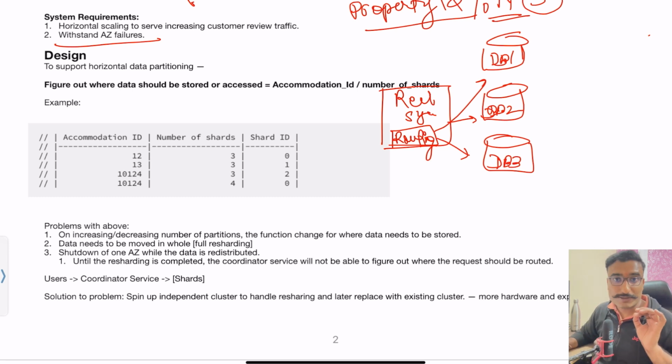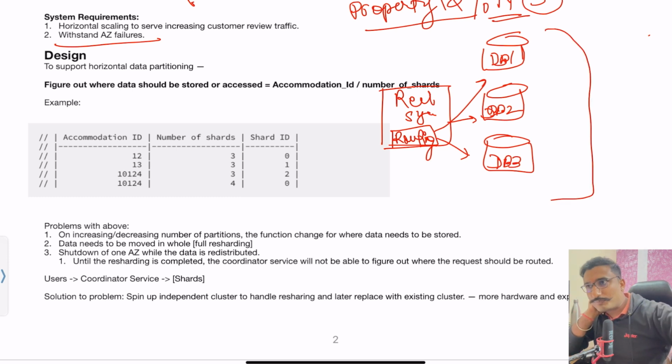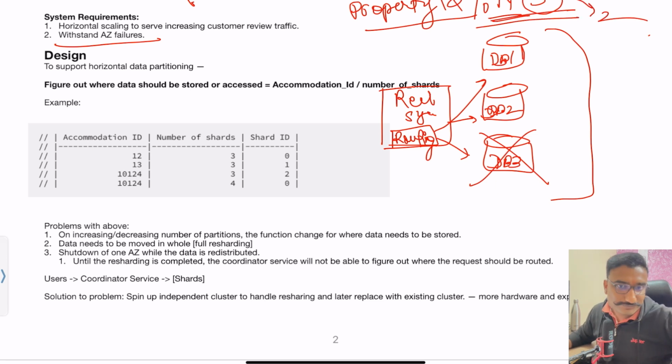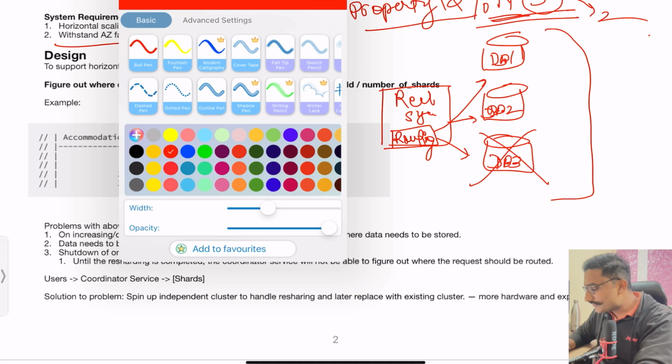Great. Now the problem arises. So this is the simple hashing mechanism. What if an instance goes down? What if this instance goes down? Then this modulo operation will change to 2. Or let's say you are increasing the number of instances because you want that horizontal scaling capability. Now if you are increasing the number of instances, again this number n will change.